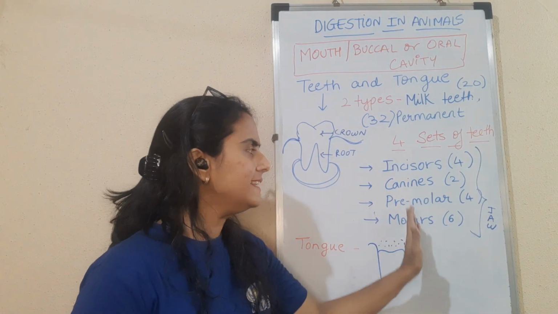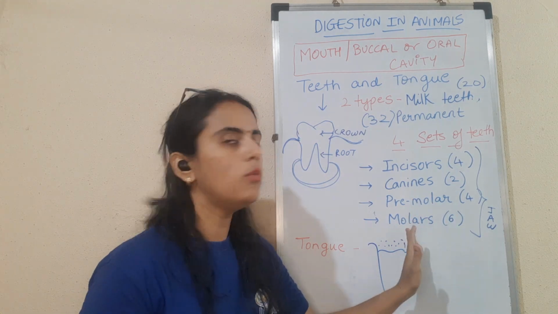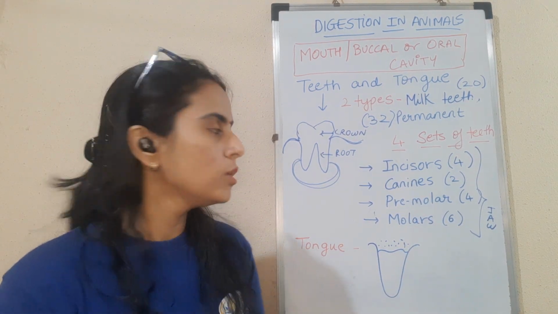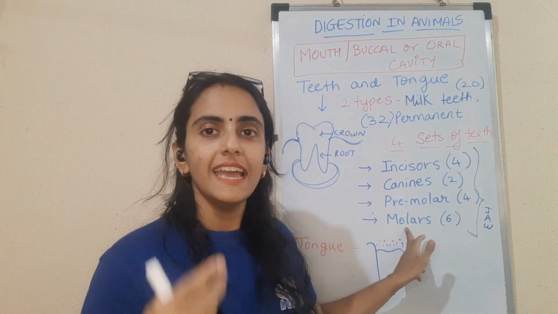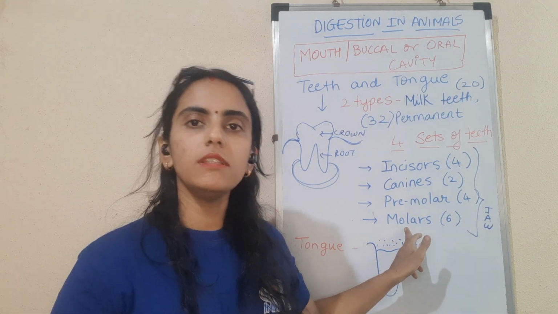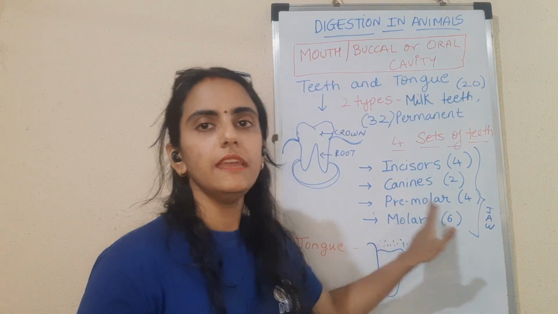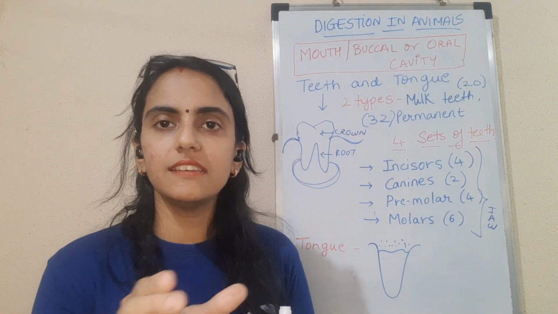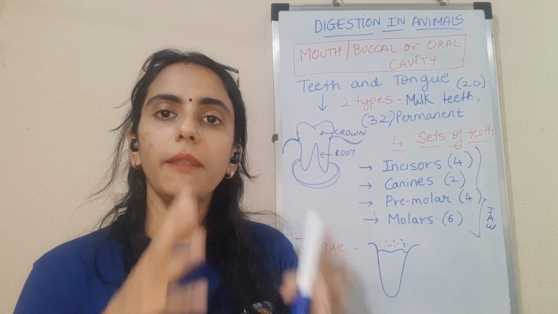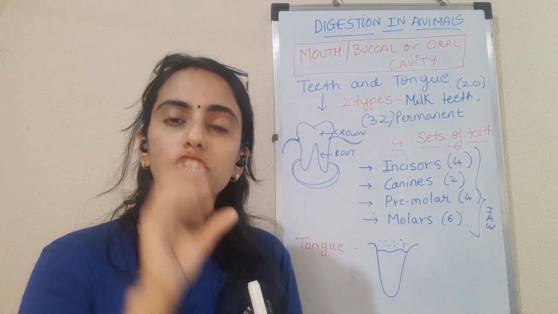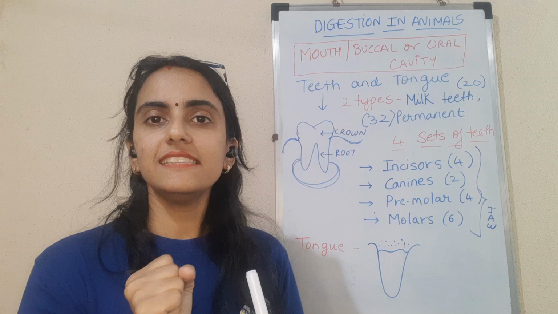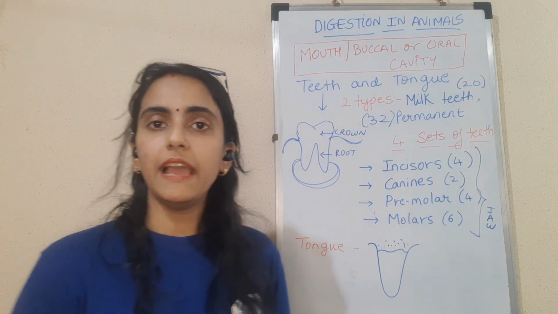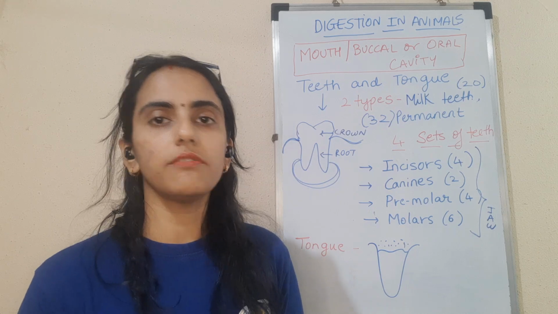Okay, next set is premolars and molars. The teeth at the back, which we call daadh in Hindi, those teeth are called molars, and the teeth which are present before the molars are called premolars. Okay, so molars and premolars have a bigger surface area which is used for biting something properly, chewing, grinding, and crushing. So premolars and molars are helpful for grinding and crushing of the food items properly.